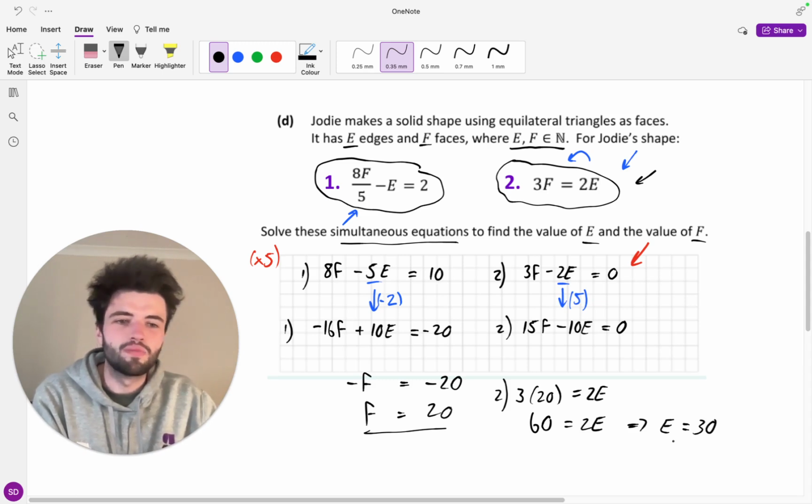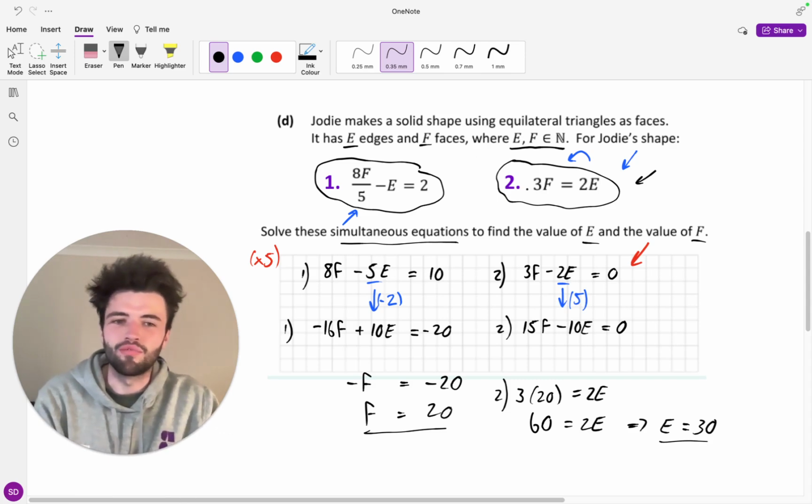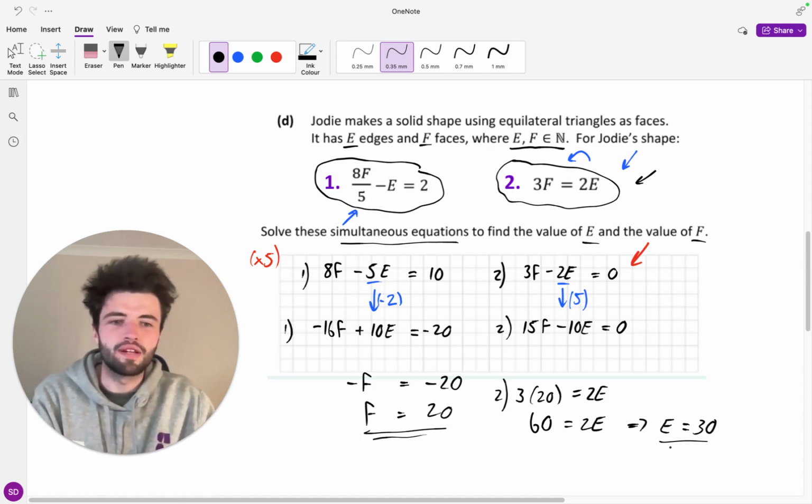These are larger numbers than we're used to seeing for our simultaneous equations, and Jody's made a shape with quite a lot of edges and faces. But yeah, we found our number of edges and our number of faces now. So that is going to be it for this question.